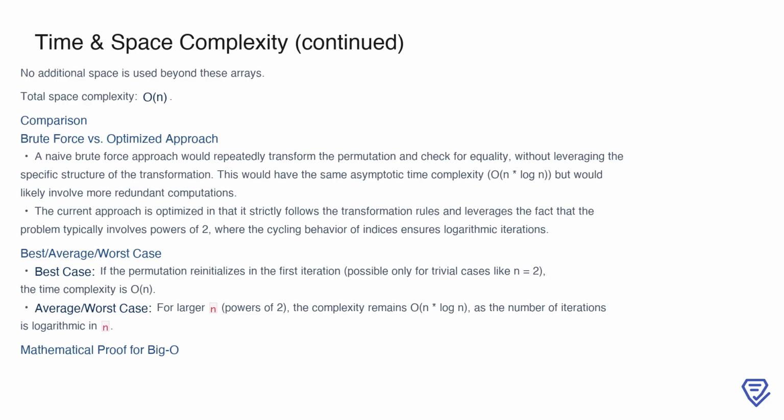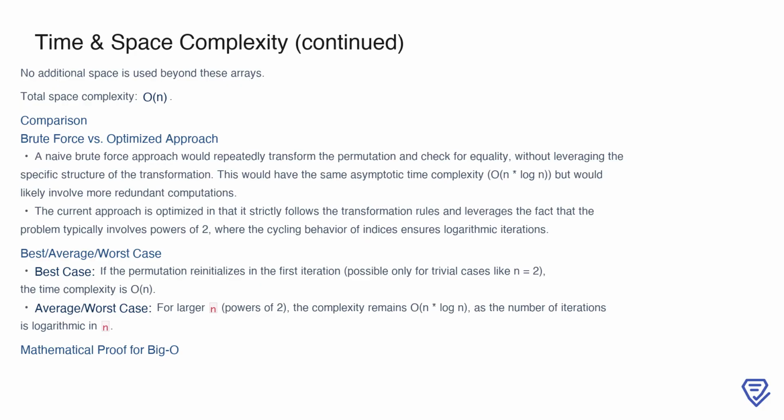In terms of best, average, and worst-case scenarios, the best case occurs when the permutation reinitializes after the first transformation, which is only possible for trivial cases like n equals 2, where the time complexity is O(n).